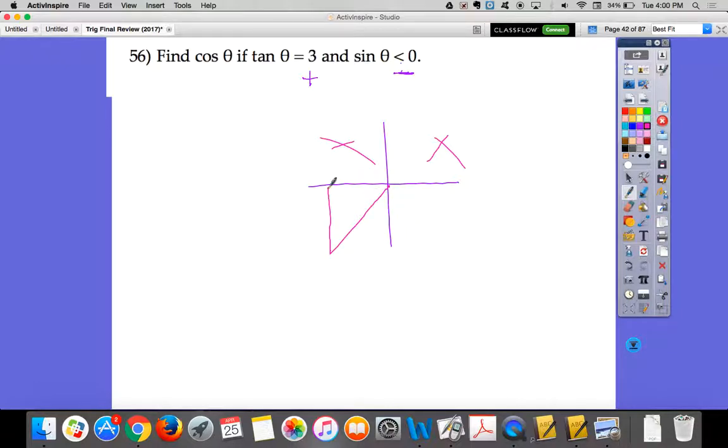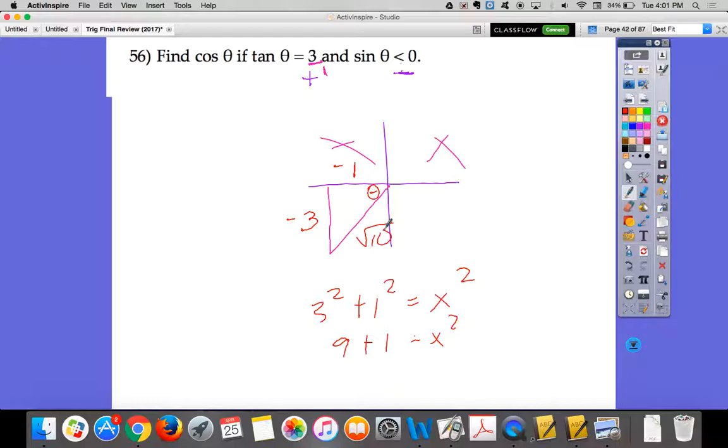Now, if we take this 3 and we make it a fraction, then we can label some sides. Tangent is going to be opposite is 3. Adjacent is 1. This is left and this is down. You've still got to find your hypotenuse. 3 squared plus 1 squared equals I don't know squared. So 9 plus 1 equals x squared. So we got square root of 10.